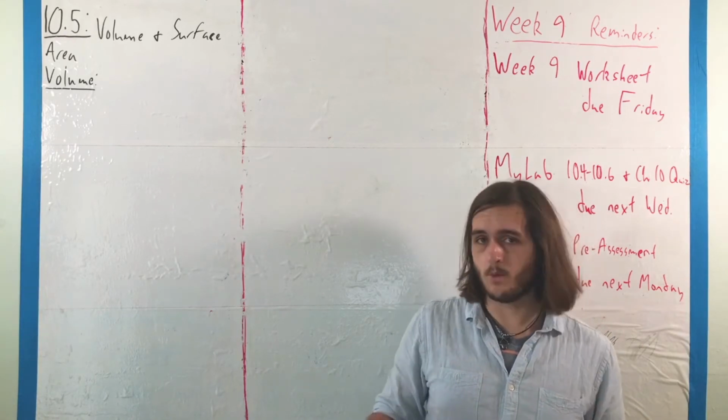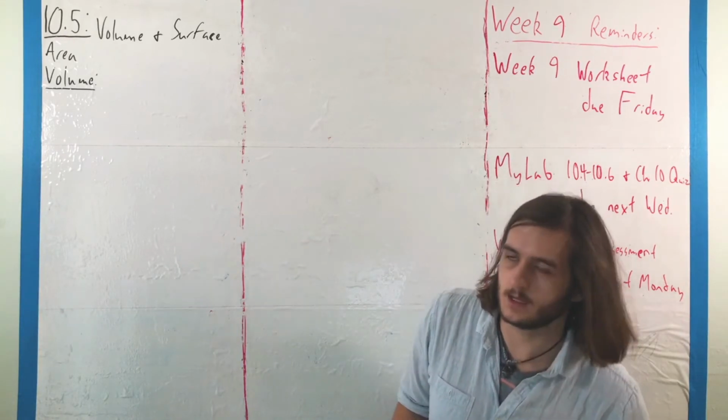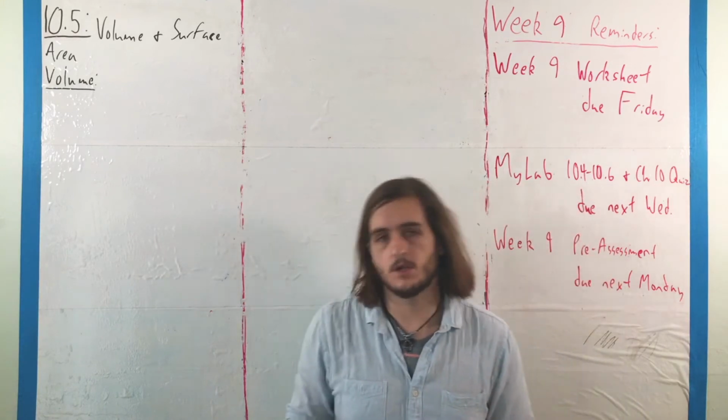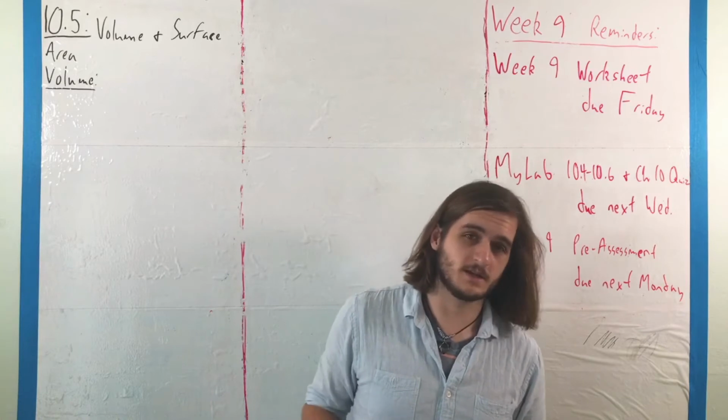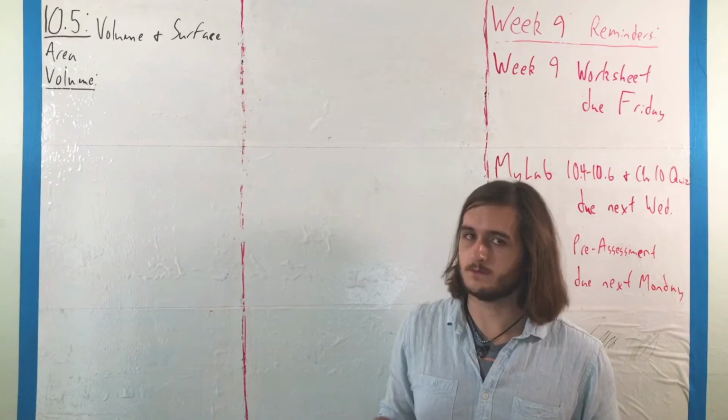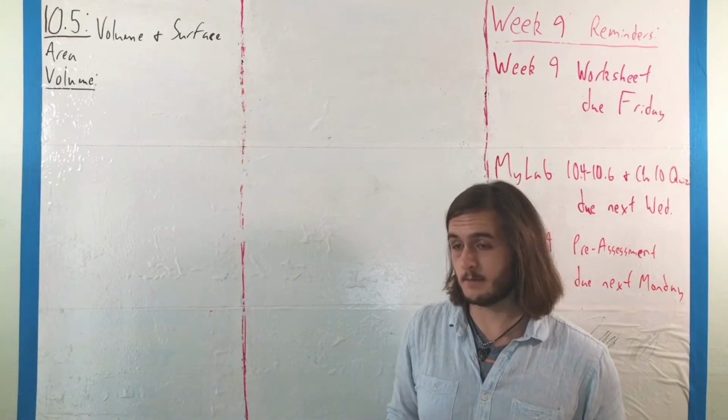However you want to think about what that looks like, you're getting a third dimension to work with, so you get a little bit more to talk about in terms of things like volume and surface area as compared to area in 2 dimensions and perimeter.